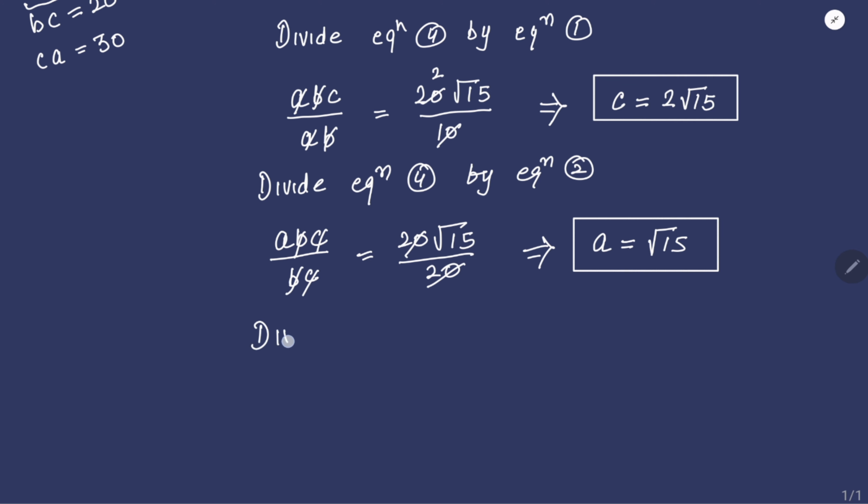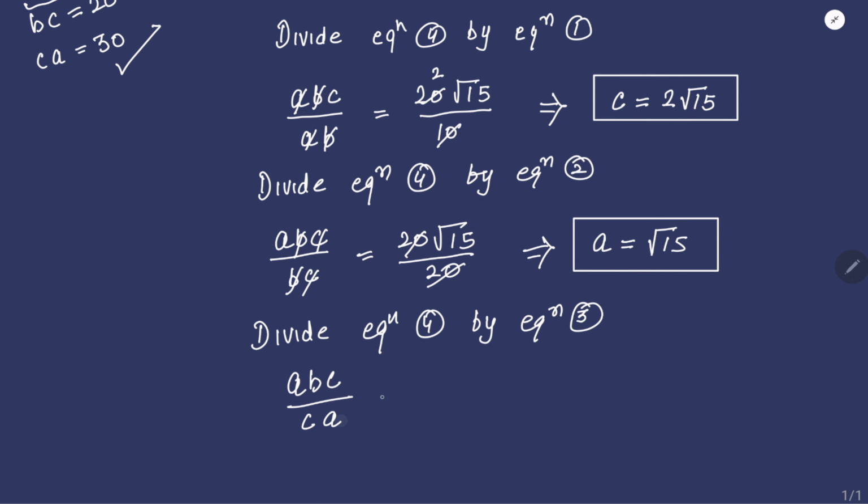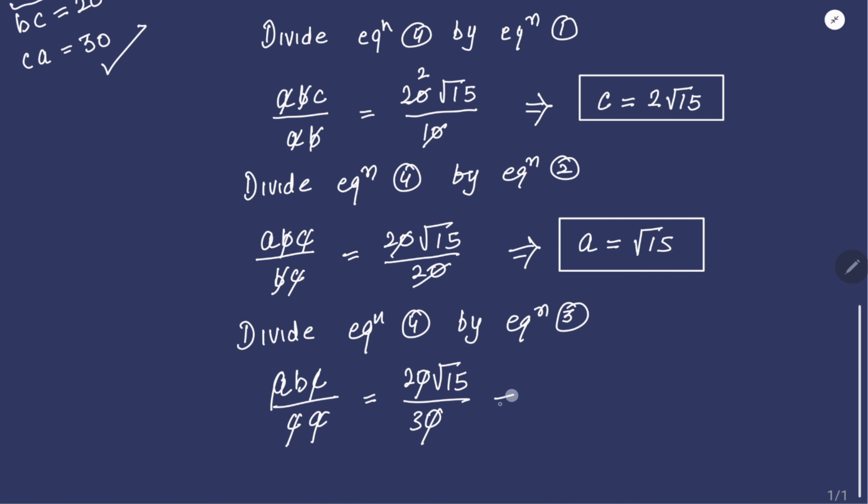Finally, the last step, what will I do? I will divide equation 4 by equation 3. What is the third equation? CA is equal to 30. So I get ABC by CA is equal to 20 root 15 by 30, right? So C and A cancelled out, 0 and 0 cancelled out. What do I get now? This implies B is equal to 2 by 3 under root of 15.